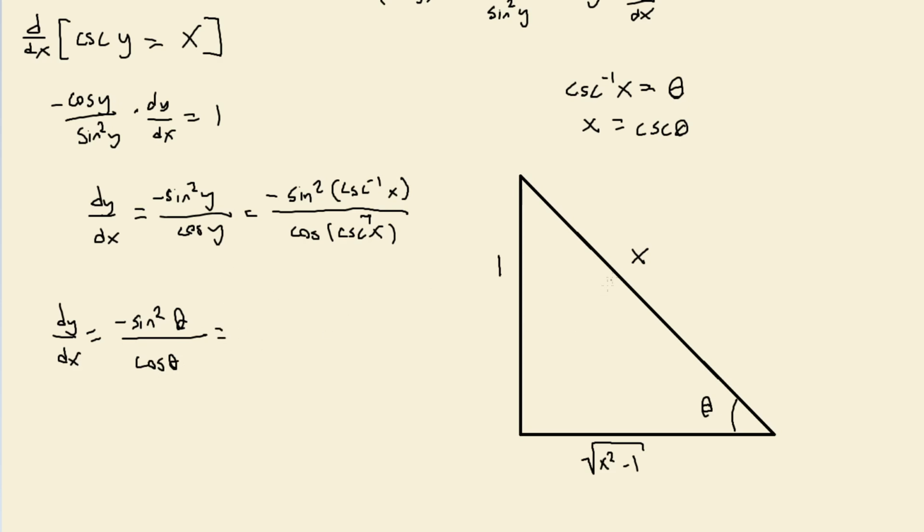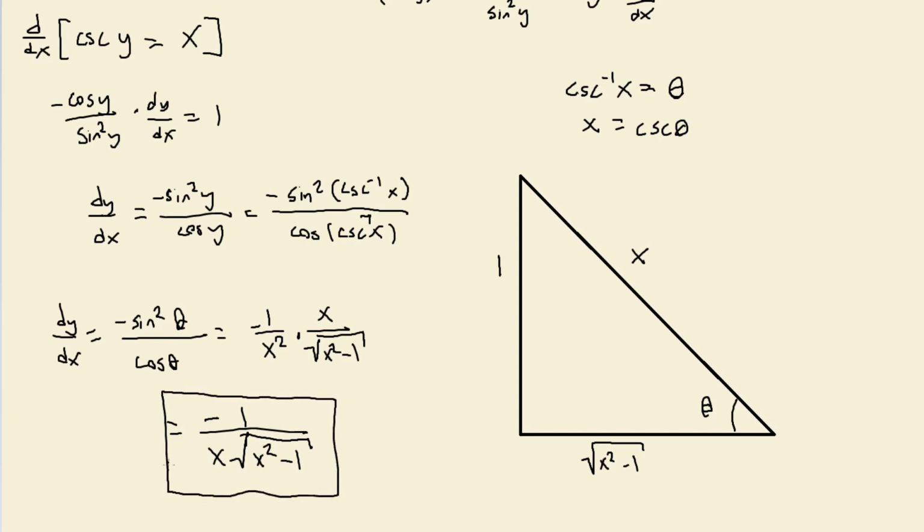What is negative sine squared of theta in this triangle? Sine is going to be 1 over the hypotenuse, which is x. So this is going to be -1 over x squared multiplied by 1 over cosine of theta. That's just secant theta. Secant theta on this triangle is going to be x over the square root of x squared minus 1. And we get for our final answer -1 over x square root of x squared minus 1. So this is just the negative derivative of inverse secant of x. Interestingly enough, but that's the proof for it.